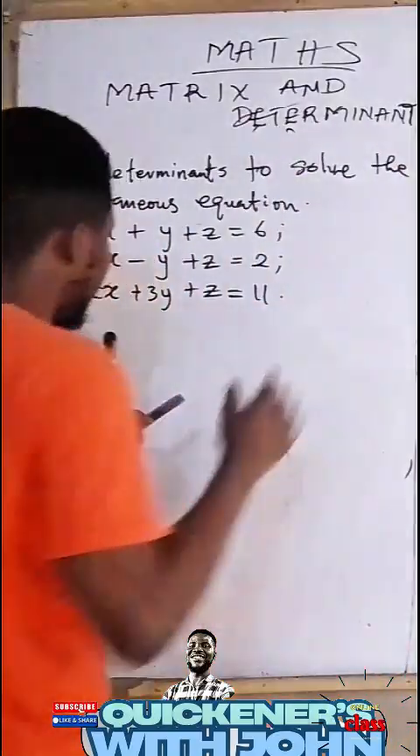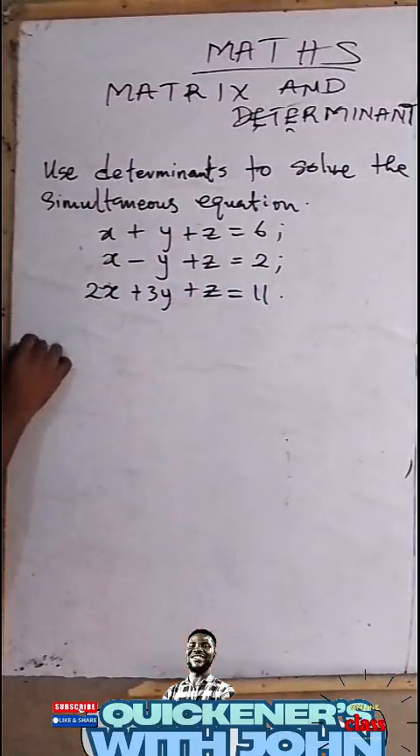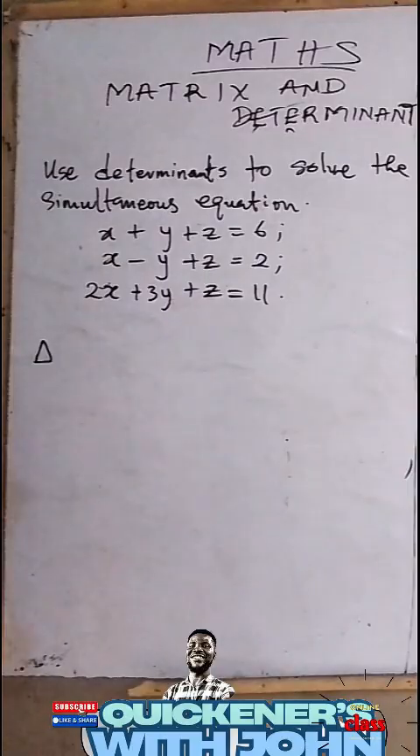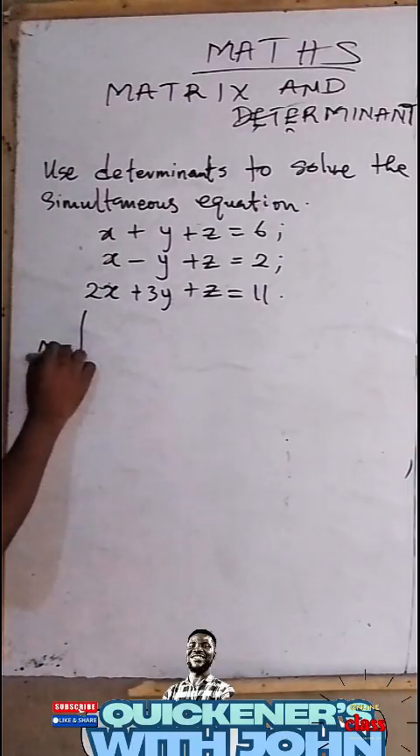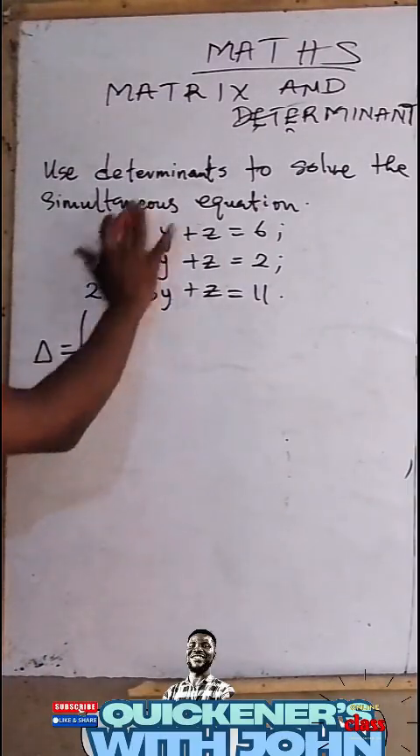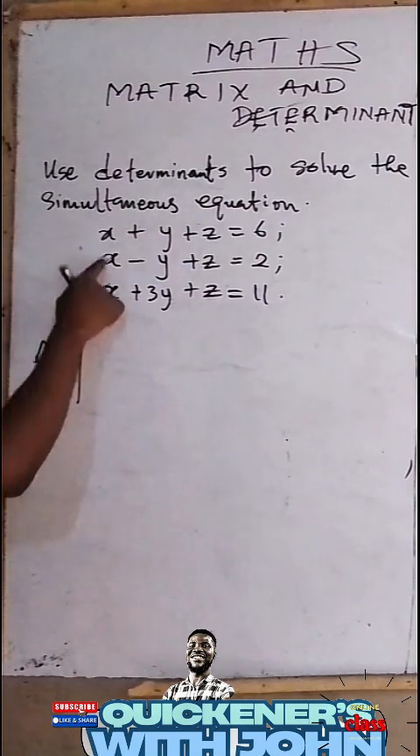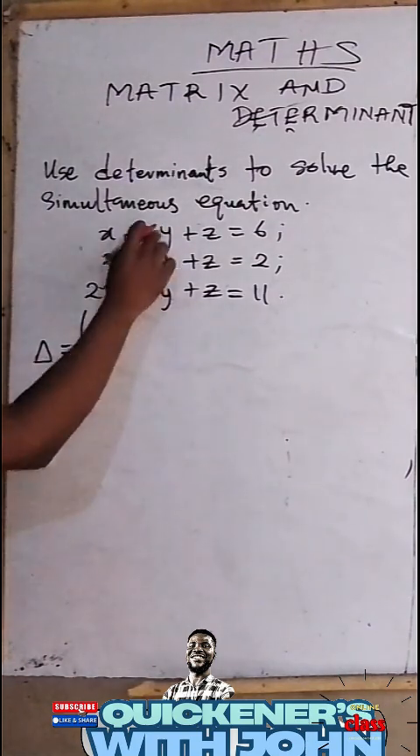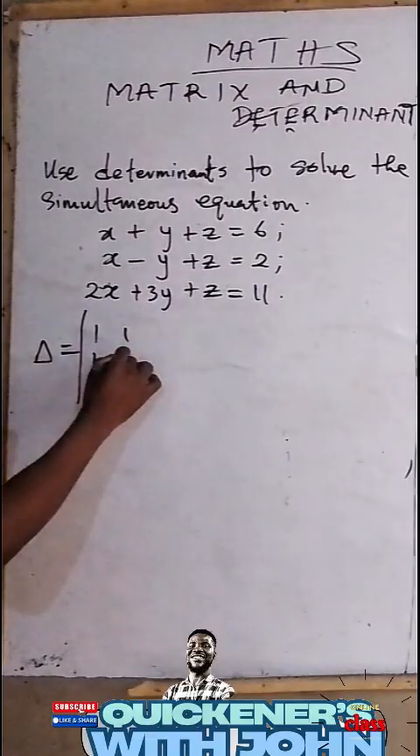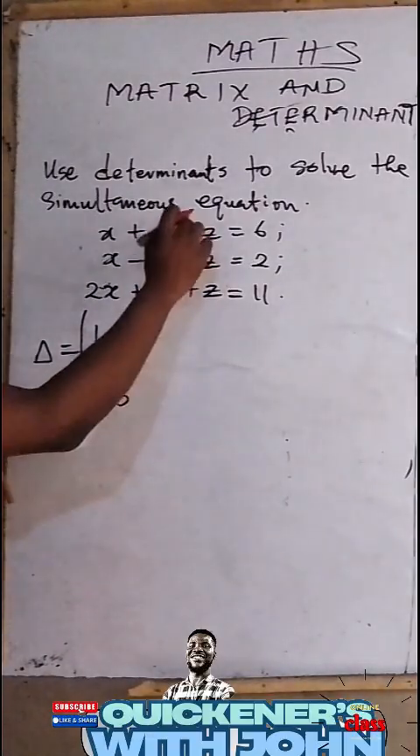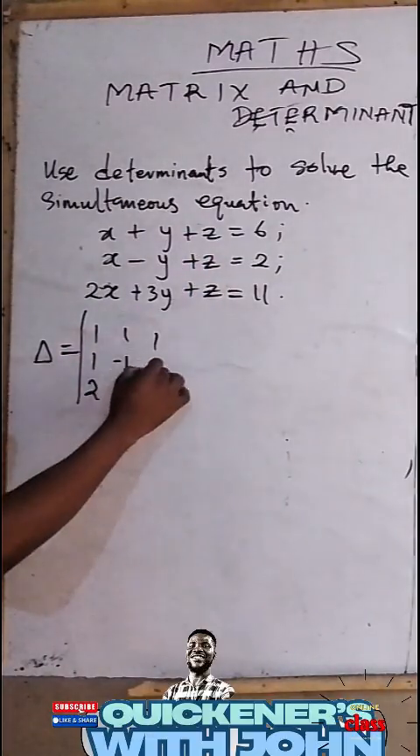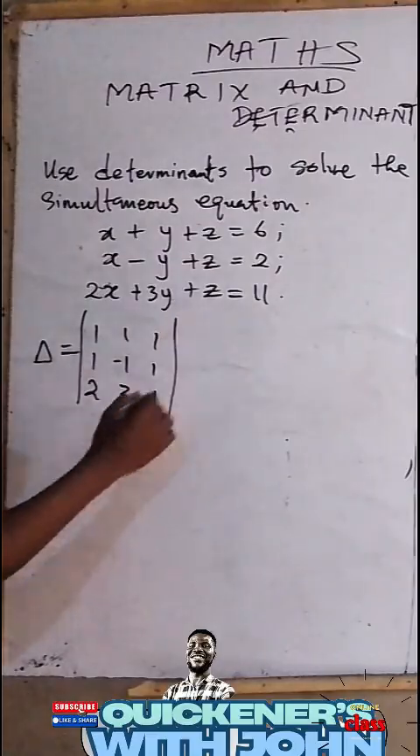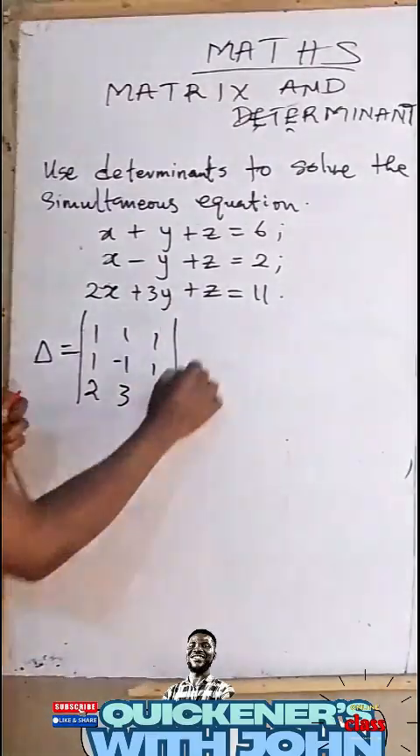Now, take note. The first thing is that I will get my first determinant, which is the determinant of the coefficients of all these variables. So the coefficients here are 1, 1, 2. Then 1, minus 1, 3. Then 1, 1, 1. Can you see that now? Okay? So let's get the determinant.